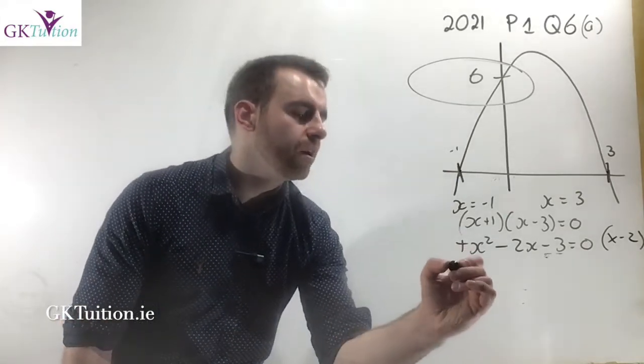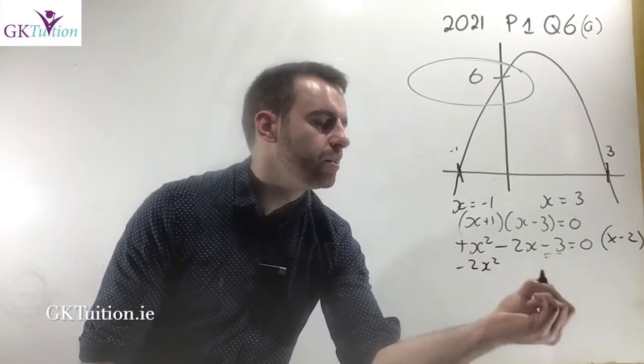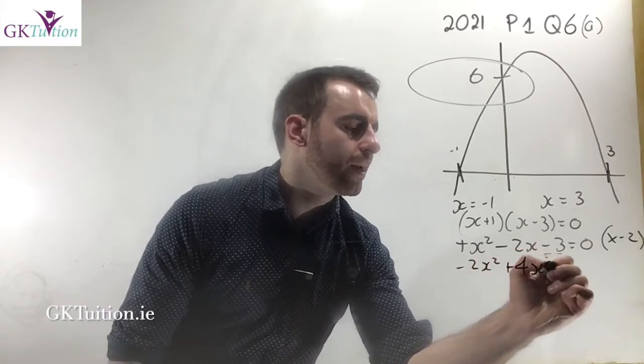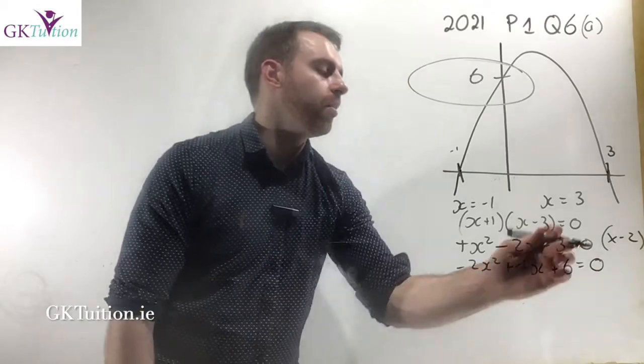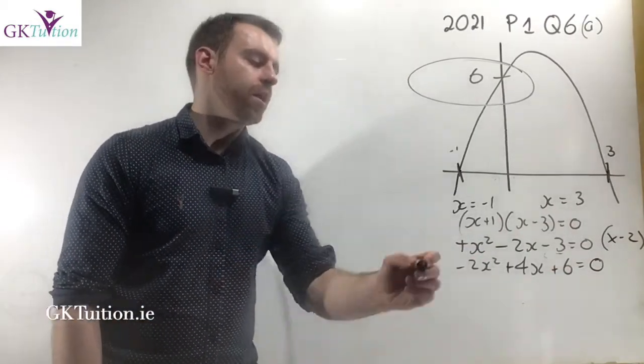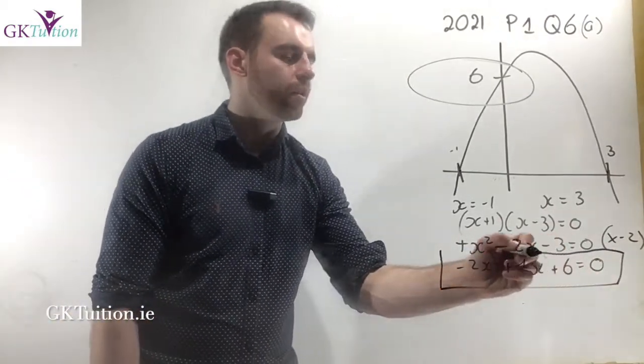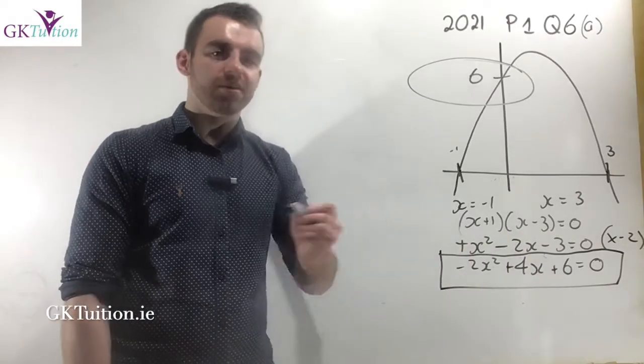The left hand side by minus 2, I get minus 2x squared plus 4x plus 6. If I multiply the right hand side by minus 2, it stays as a 0. And clearly this corresponds to what we were given in the exam question, so that's our final answer.